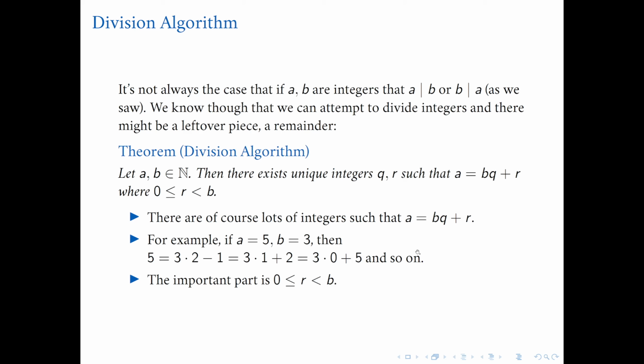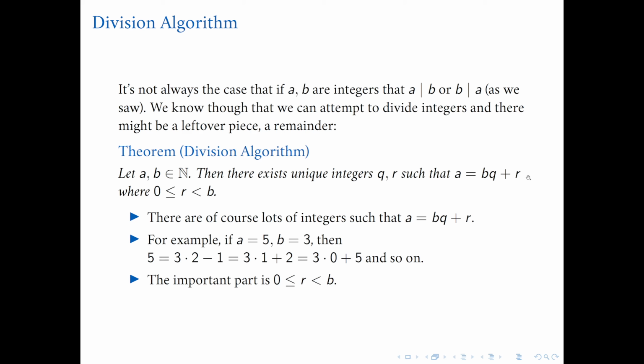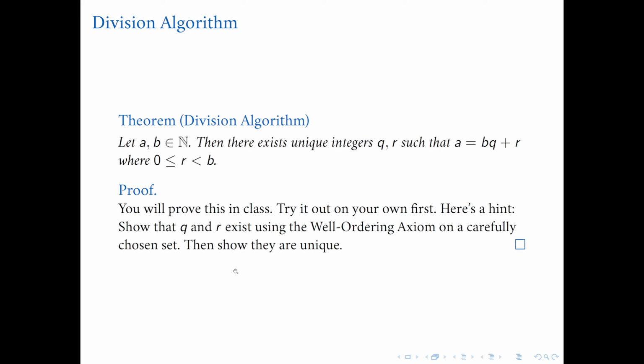So take a moment, and again, we'll prove this in class, but try to work it out on your own. In class, we encountered these specific sets that looked vaguely like a is bq plus r, and we used the well-ordering axiom to do something, namely find a least r. So I want you to go back and look at those examples and try to figure out what set you might use the well-ordering axiom on.